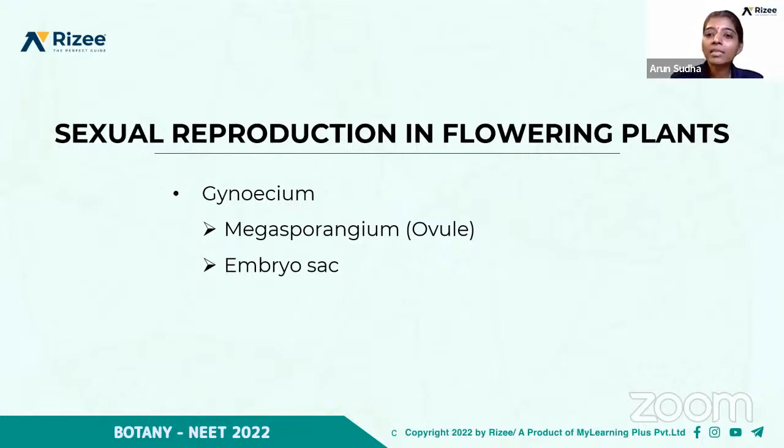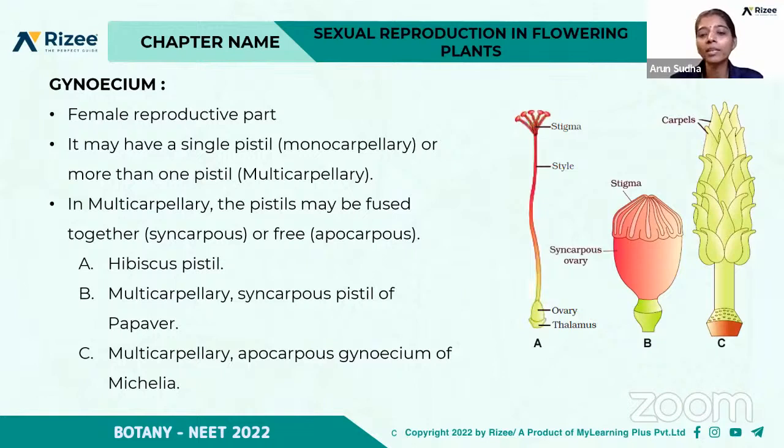So first we'll see in general about the gynecium, which is the female reproductive part. Which is the female reproductive part? It is carpels or the pistils. If you take the female reproductive part, that is the gynecium, it may have a single pistil, that is, it is monocarpillary, or it may have more than one pistil. So single pistil or multiple pistil. If it has only one pistil, it is monocarpillary. And if it is having more than one pistil, it is multicarpillary.